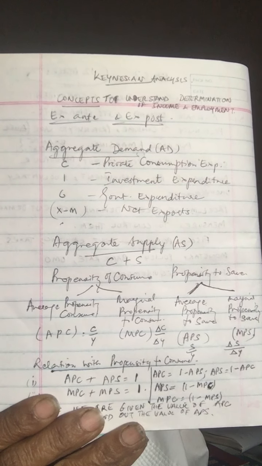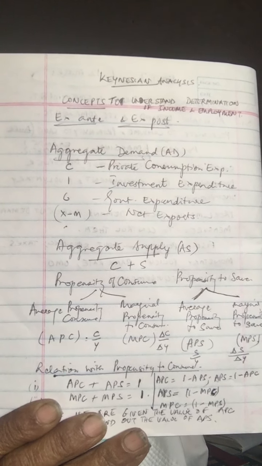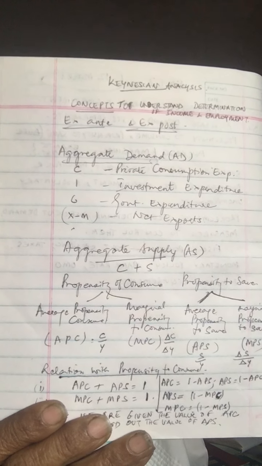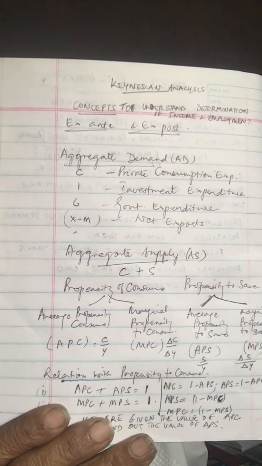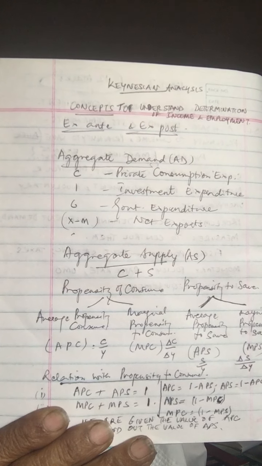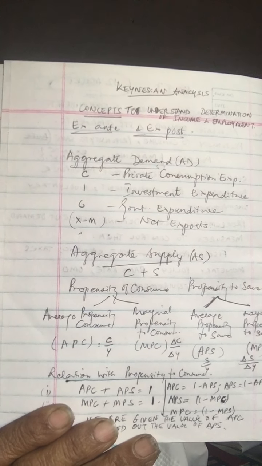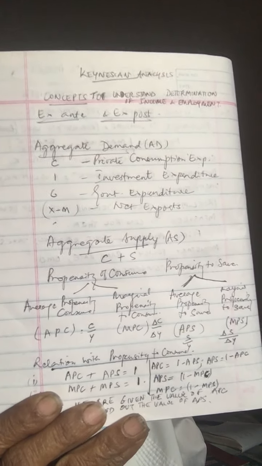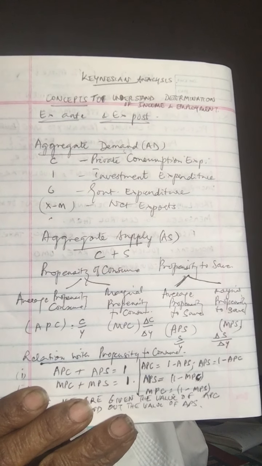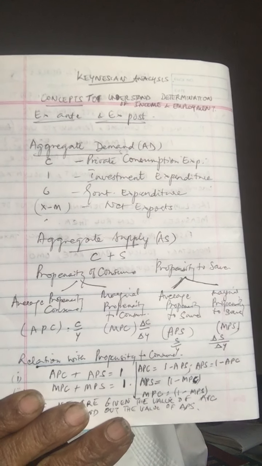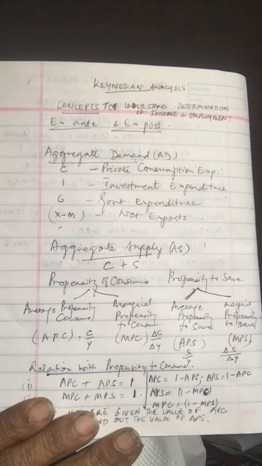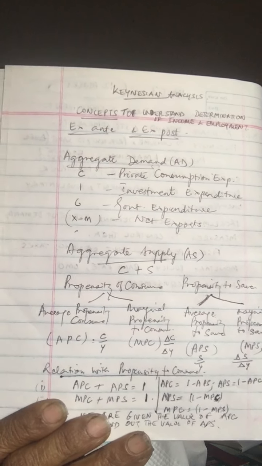So what are the components? It is C plus I plus G plus X minus M. That is private consumption expenditure, investment expenditure, government final consumption expenditure, and then you have net exports. I'm sure you can sort of relate it to what we did in national income accounting by expenditure method, when we talked about these four variables or four components.